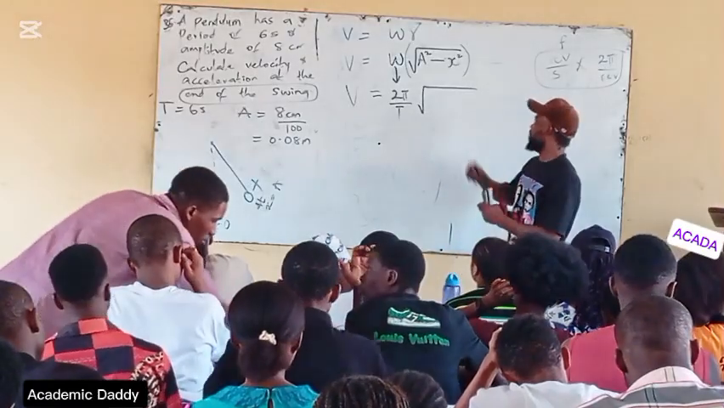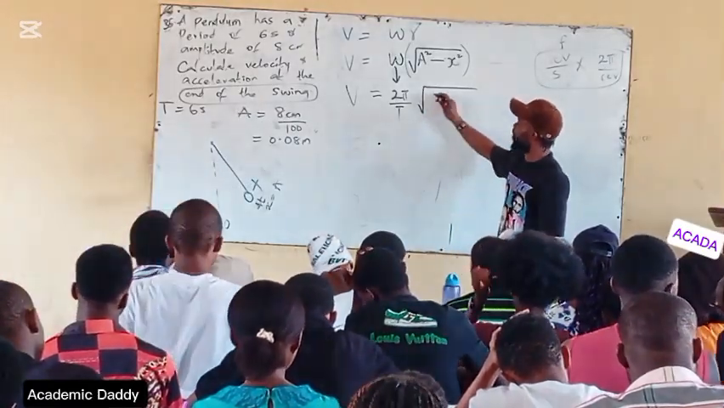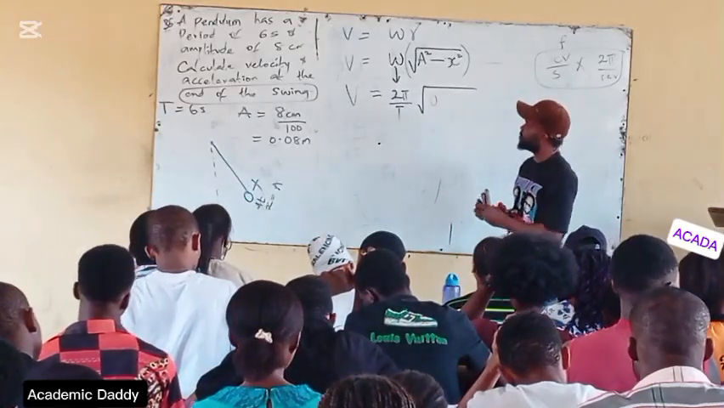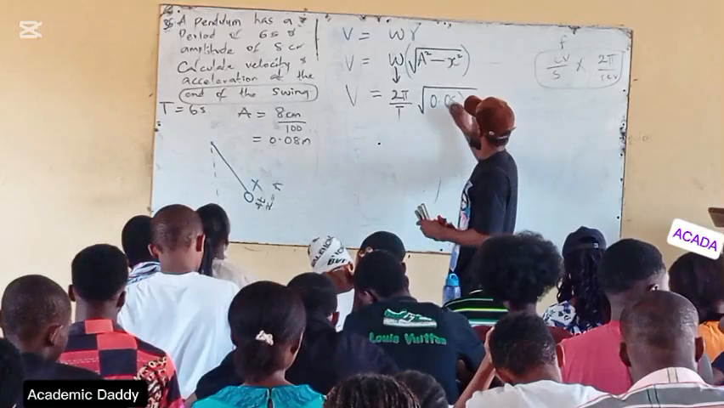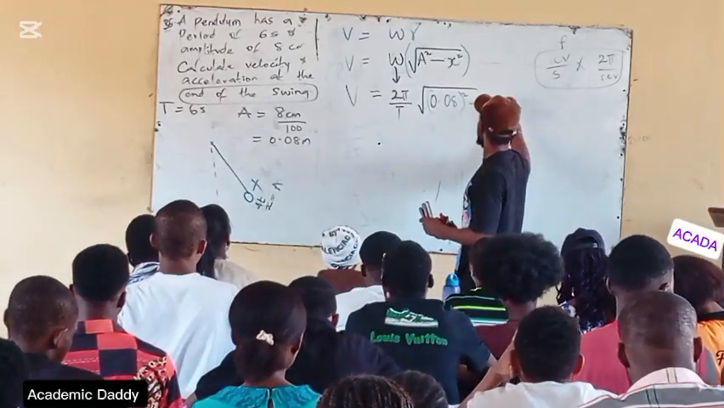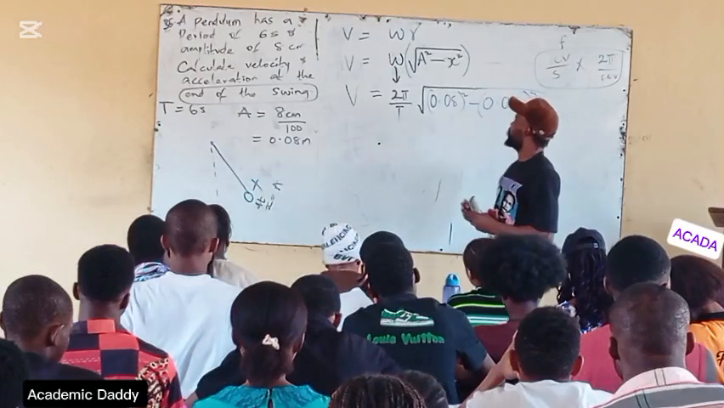So for that reason, I will now say amplitude minus displacement, which is 0.08 minus 0.08. So 0.08 squared minus 0.08 squared. I remember that we'll still do simple harmonic motion.